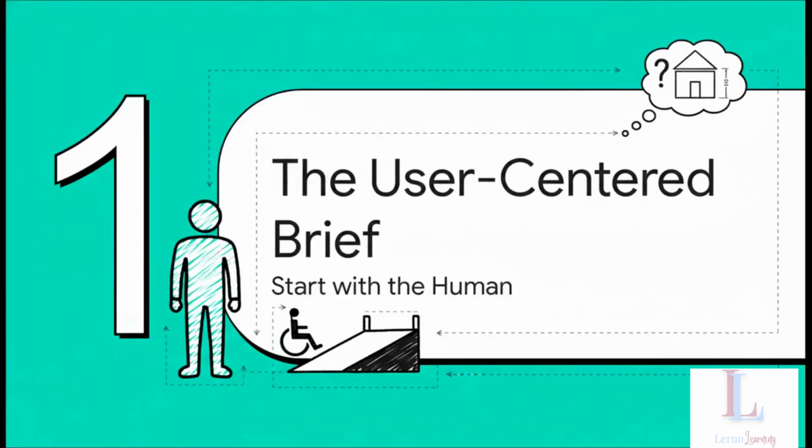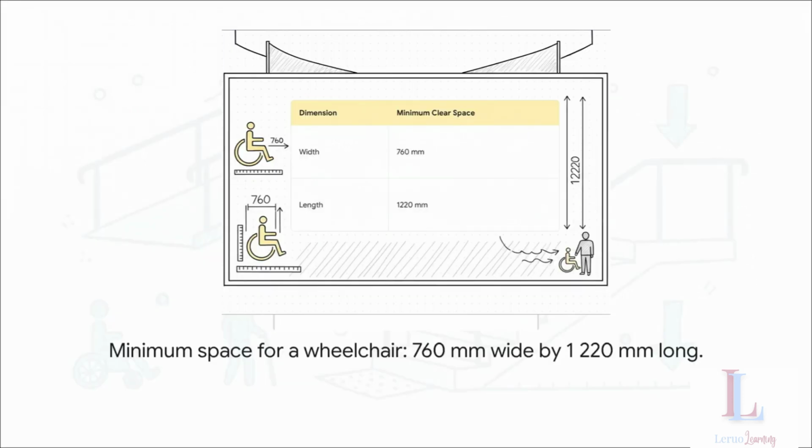Before we even think about picking up a pencil or clicking a mouse, we have to start with the person. That's what user-centered design is all about. So what does our user actually need? What are the absolute basics of the space they need to move around in? Okay, so this right here is our starting point. It's the fundamental building block for everything else.